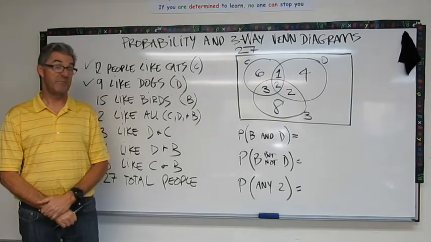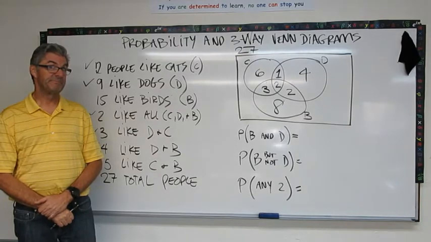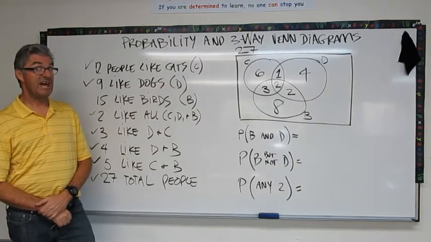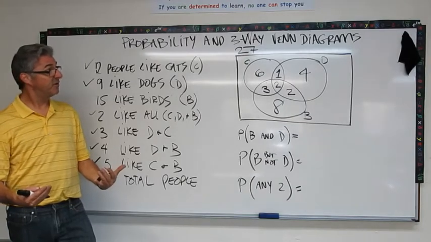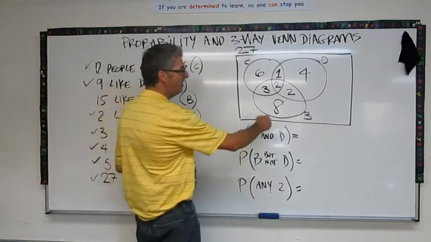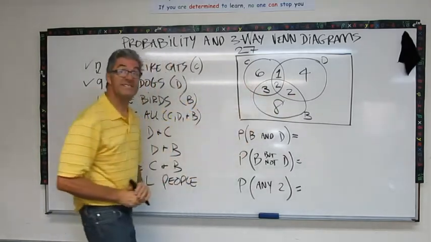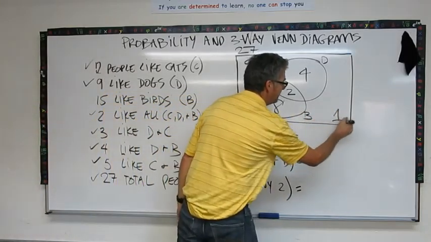Okay, I thought I was done, but I'm not. What did I miss? I didn't check for my likes none. That's definitely a possibility, right? So we have 27 people total. If we add these all up, we have 26. So that means there's 1 who likes nothing.